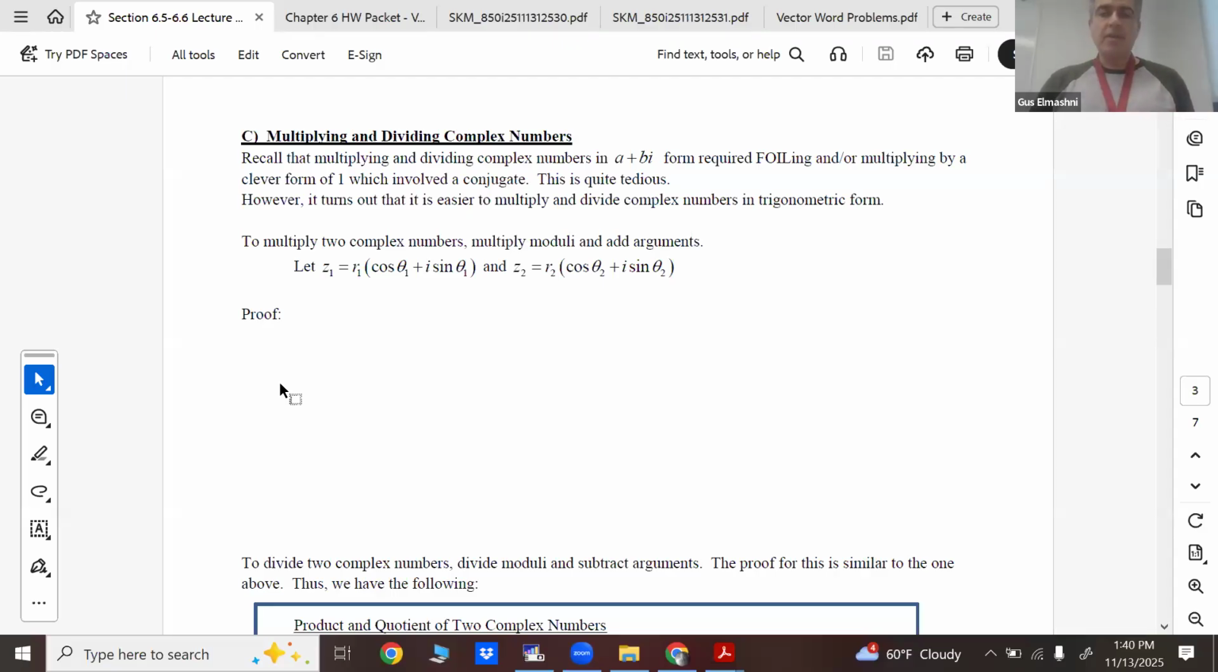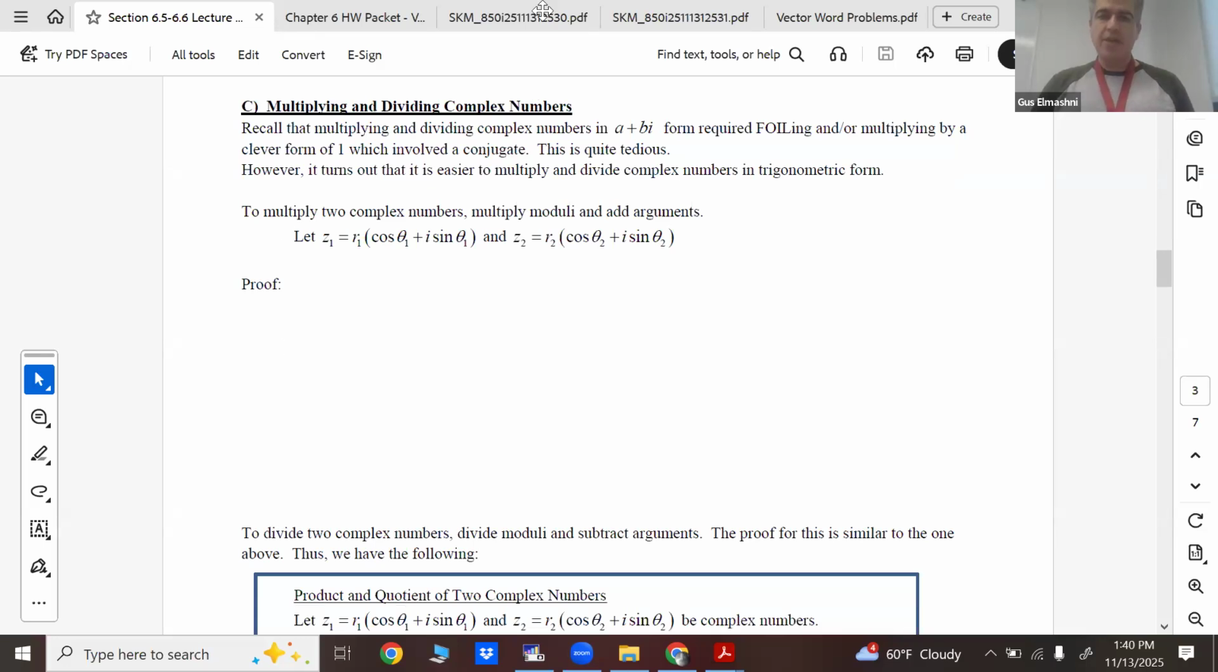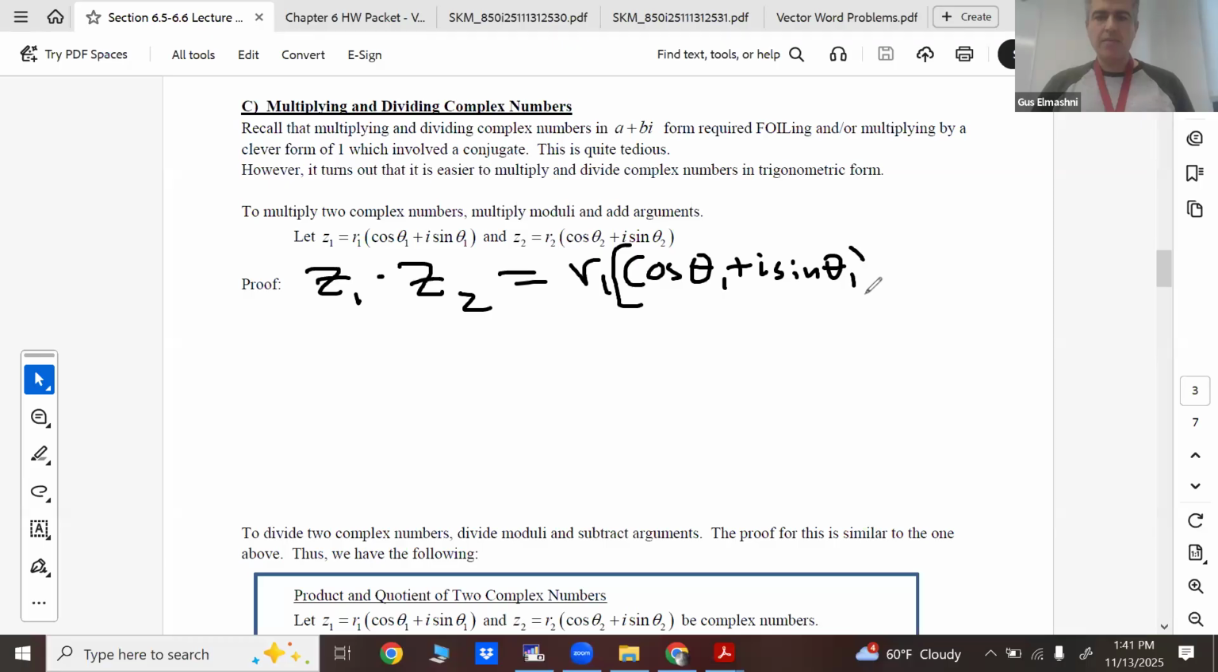All right, multiplying, dividing. So there's a proof that goes with this. It is a cool proof. Let's do the proof. If you're multiplying, you're doing Z1 times Z2. So you're doing this: R1 cos theta 1 plus i sine theta 1 times R2 cosine theta 2 plus i sine theta 2.